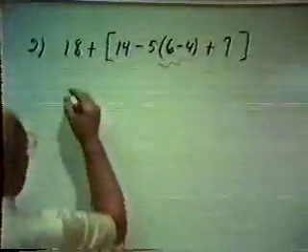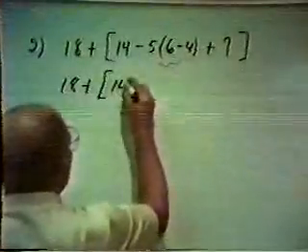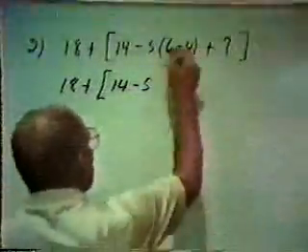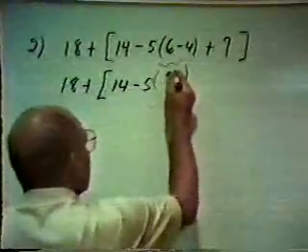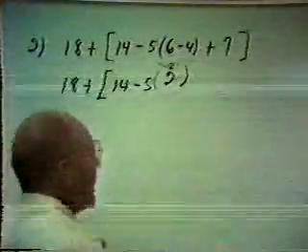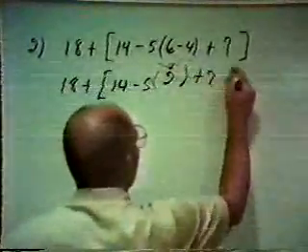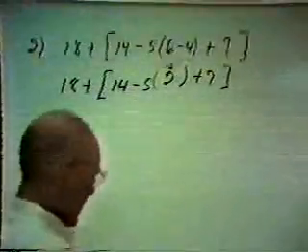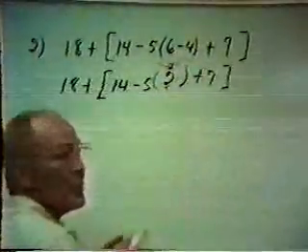So your second step on this problem, you have 18 plus 14 minus 5. Now, again, I'm going to use the parentheses idea right here. 6 minus 4 is the value 2. So that's the first thing that you would do with this one. Then, of course, plus 7, and you have your bracket. So now you're ready to read again. You have simplified everything in here. You have the value 2.